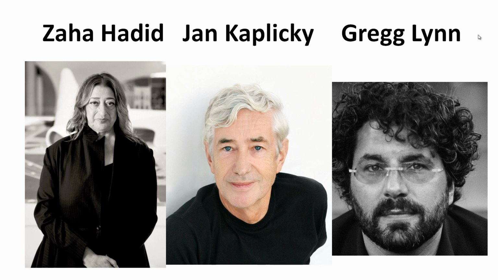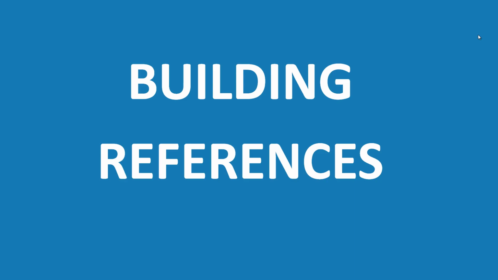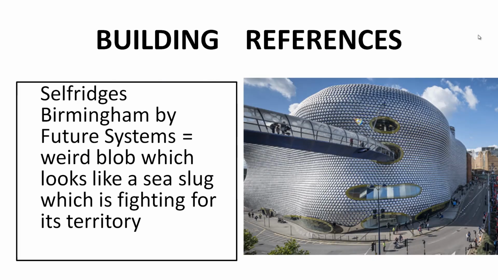Well, there's many, but my personal favorites are Zaha Hadid, Ian Kaplicki, and Greg Lynn. So a couple of building references for them. So Selfridges done by Ian Kaplicki and Future Systems. I think this looks like a sea slug which is fighting for its territory, right? Some weird type of alien or something. You can obviously see that this is weird, and we love it. We love it because of that.